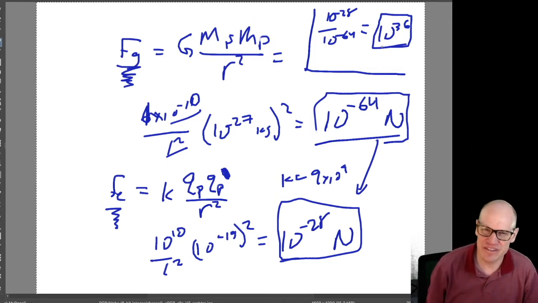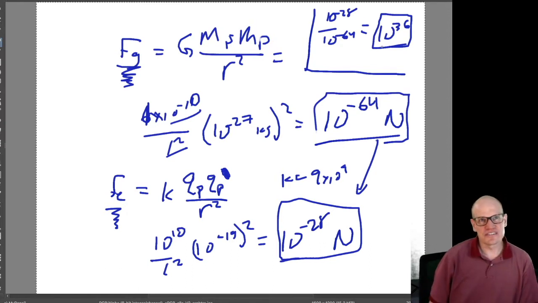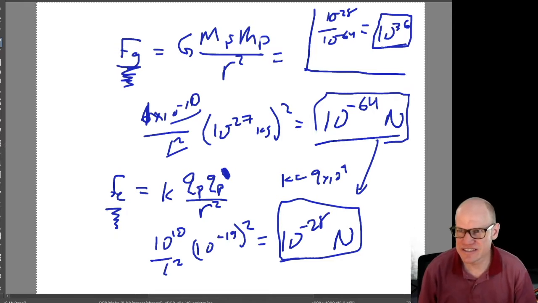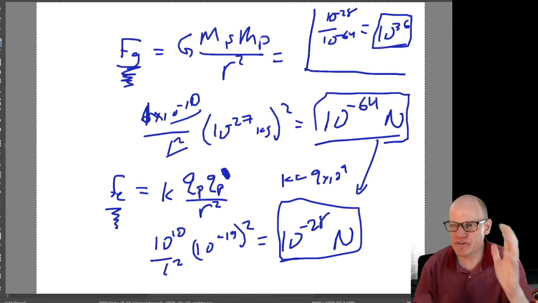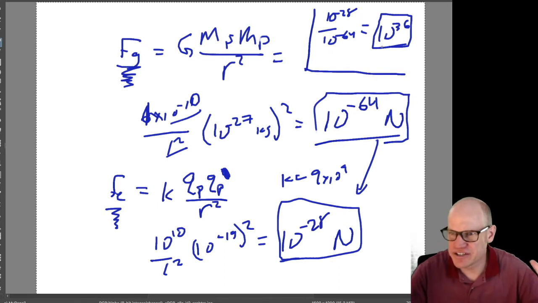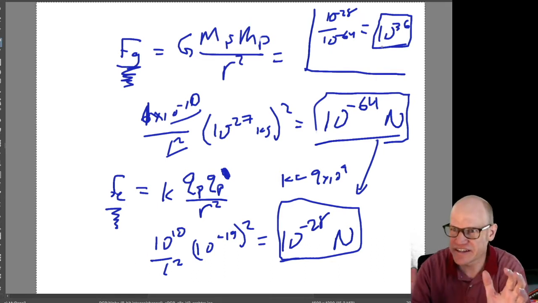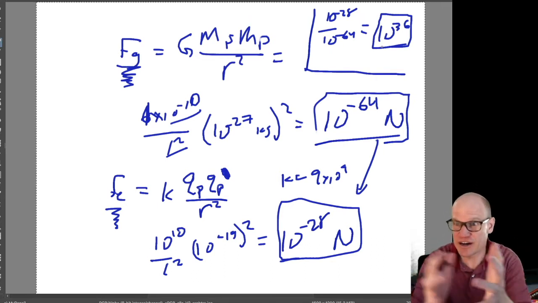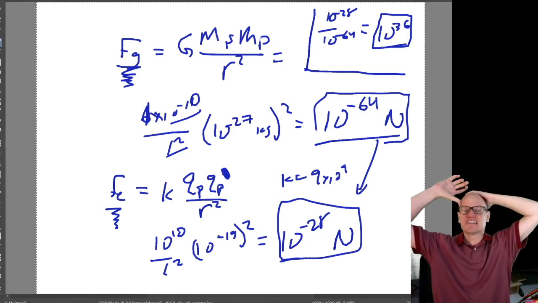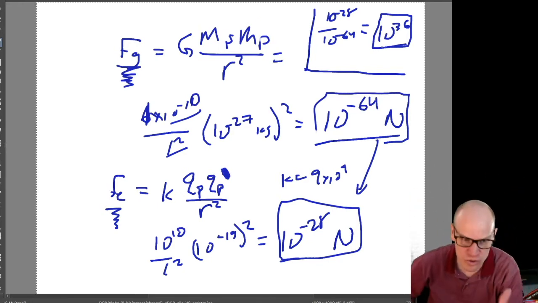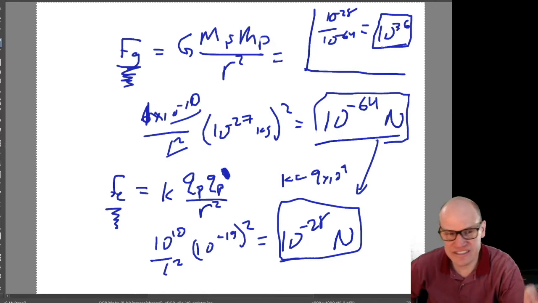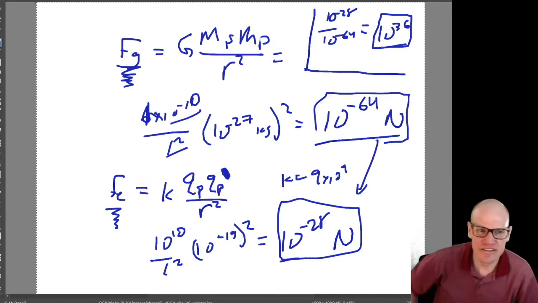This number is gigantic. What's the age of the universe in seconds? 10 to the 10 times 10 to the 8, so it's like 10 to the 18 seconds. So the age of the universe is like 10 to the 18 seconds. For every second in the age of the universe, there's another age of the universe. That's how big this number is. This number is enormously big. So the moral of the story is that the electrical force is significantly stronger than the gravitational force.